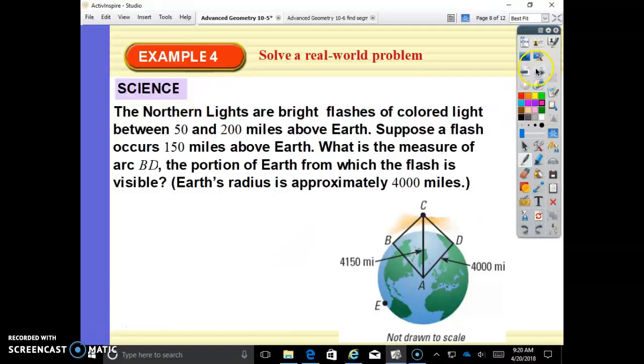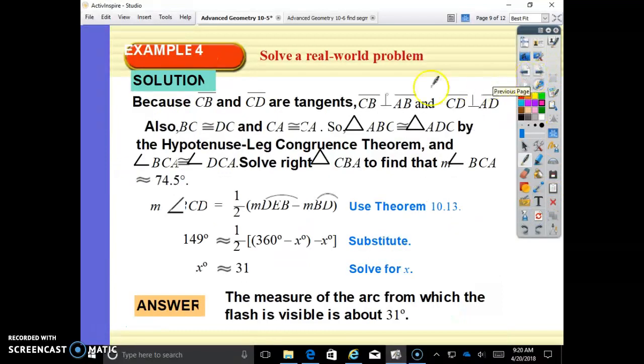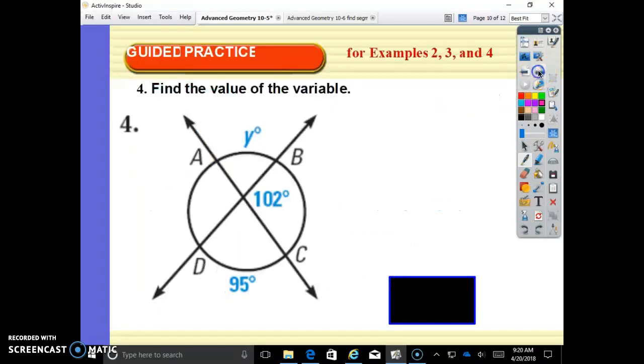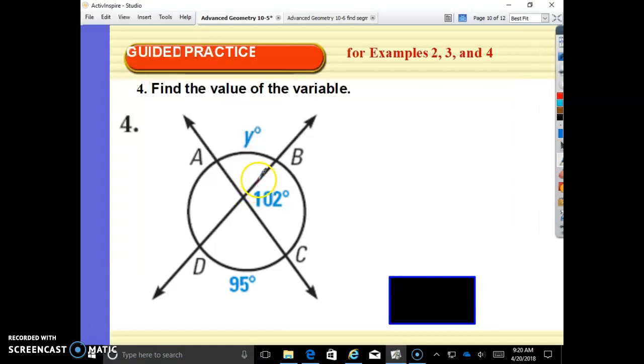Let's move to the next page. Okay, so we have our 31 degrees. Find the value of the variable. So, how do we do this one? There is a trick. You can't do it yet.